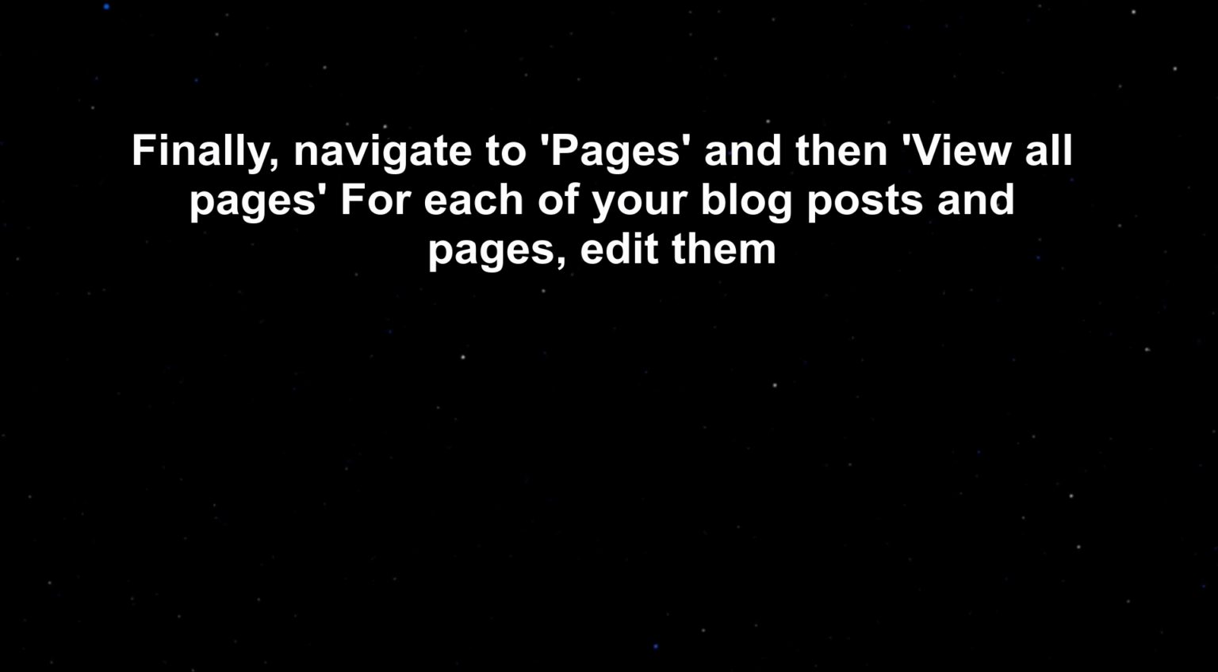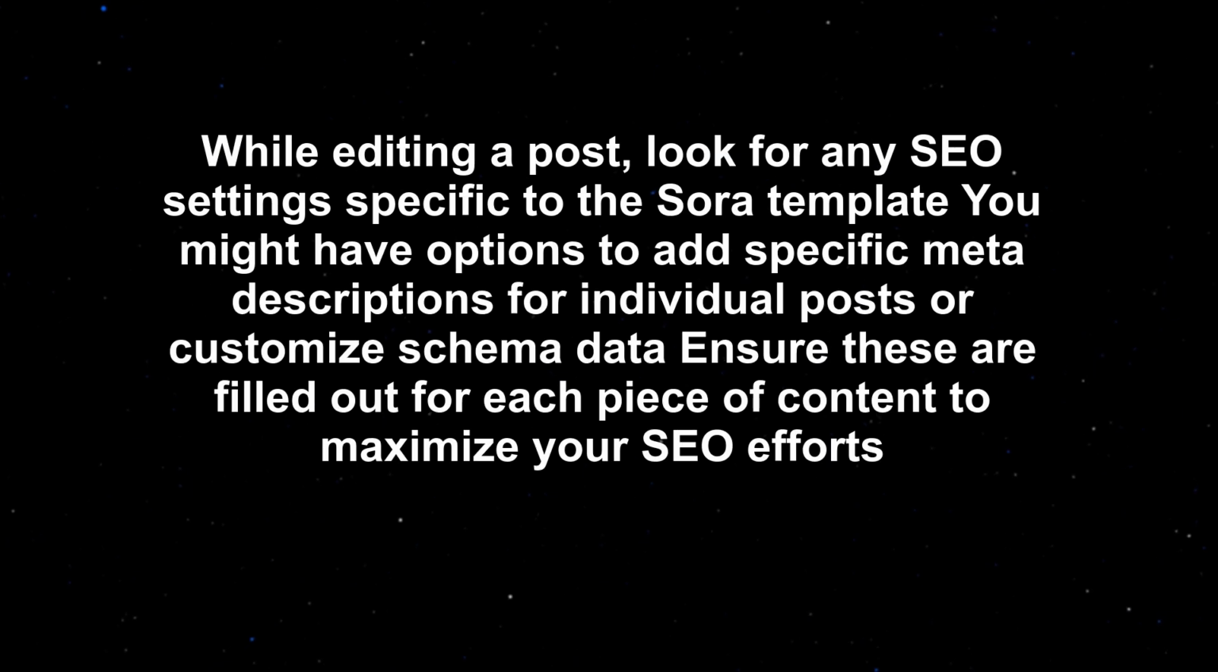Finally, navigate to Pages and then view all pages for each of your blog posts and pages. Edit them. While editing a post, look for any SEO settings specific to the Sora template. You might have options to add specific meta descriptions for individual posts or customize schema data. Ensure these are filled out for each piece of content to maximize your SEO efforts.